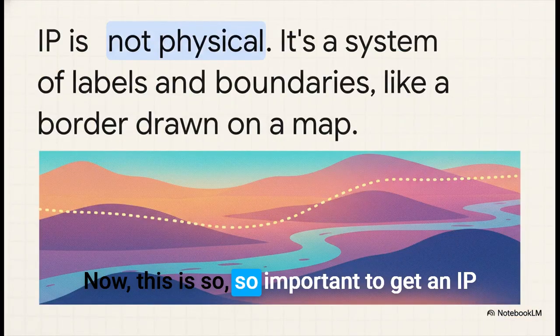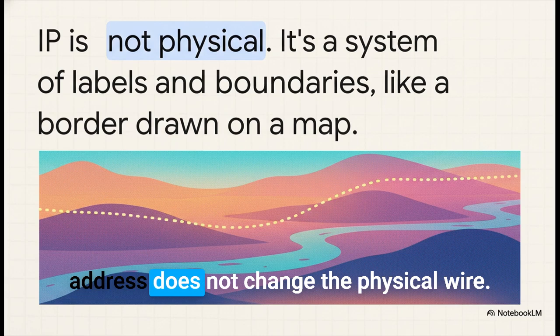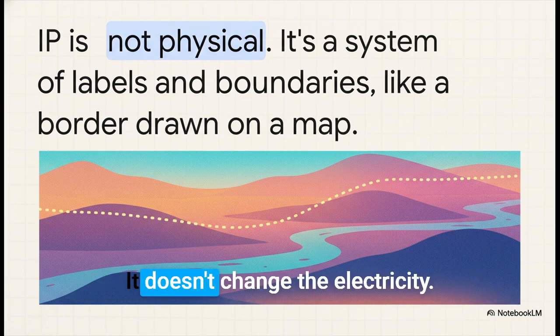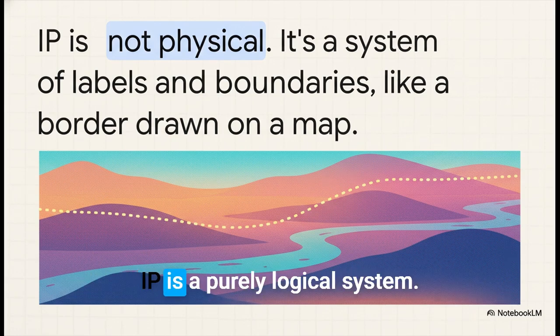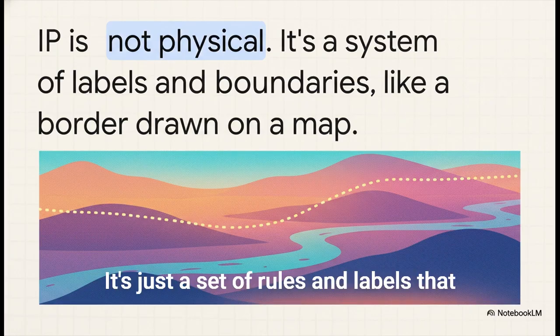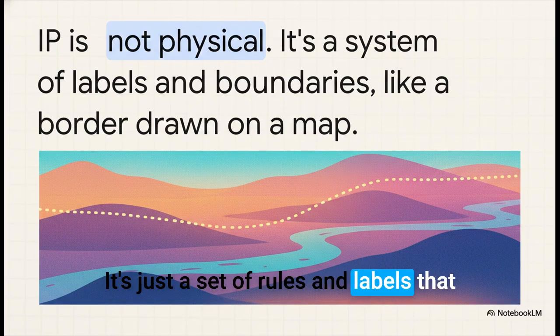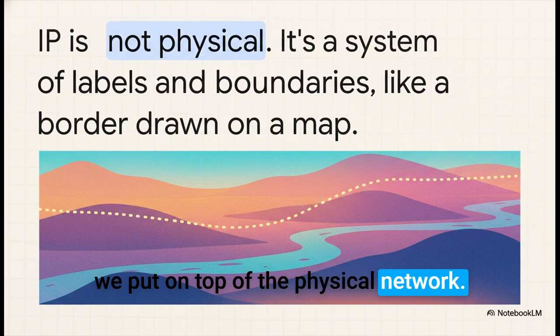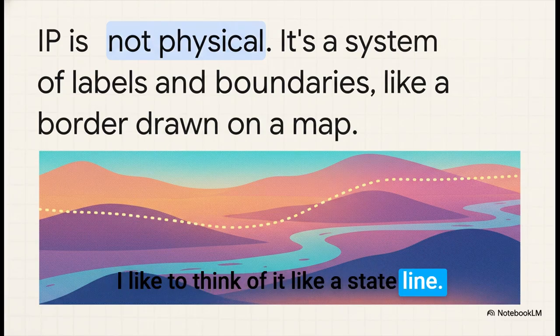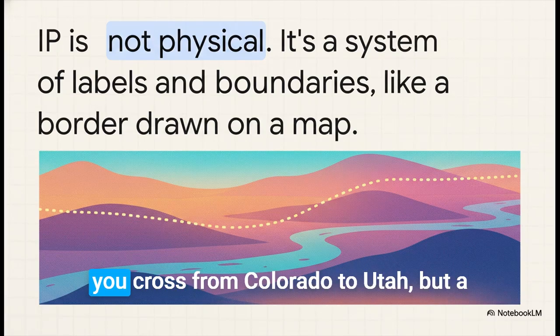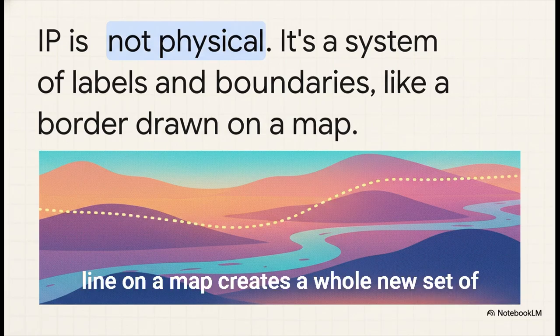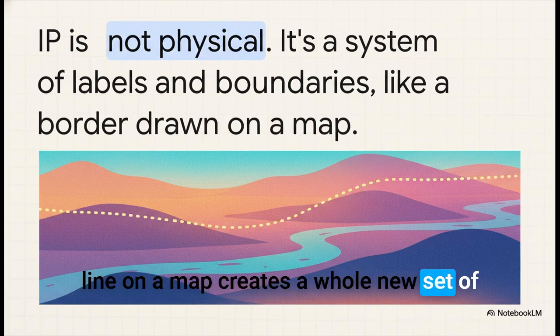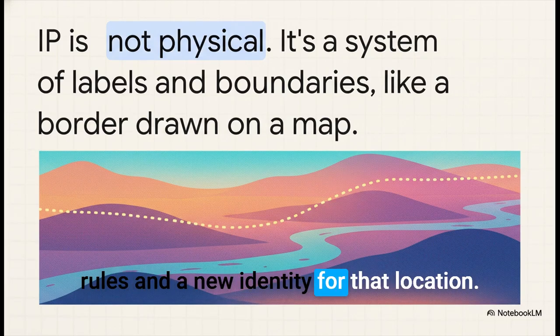Now this is so important to get. An IP address does not change the physical wire. It doesn't change the electricity. IP is a purely logical system. It's just a set of rules and labels that we put on top of the physical network. I like to think of it like a state line. The ground itself doesn't change when you cross from Colorado to Utah, but a line on a map creates a whole new set of rules and a new identity for that location.